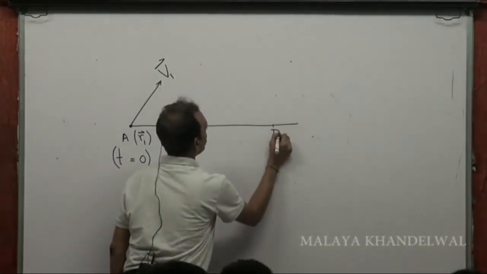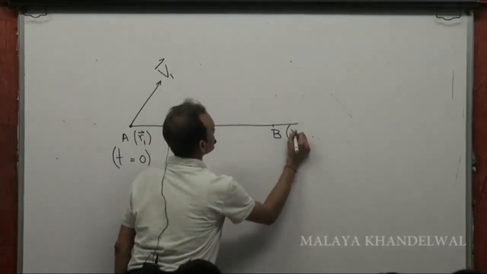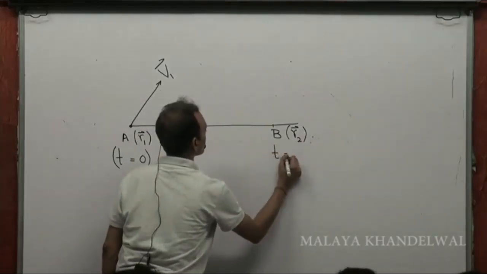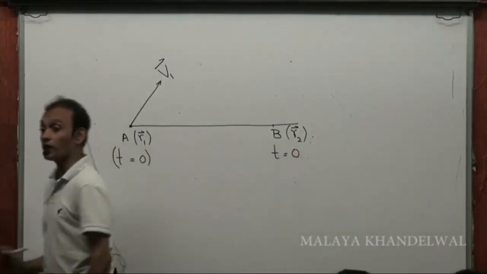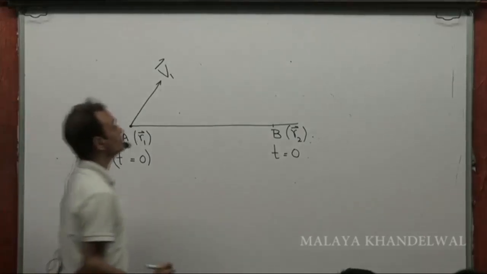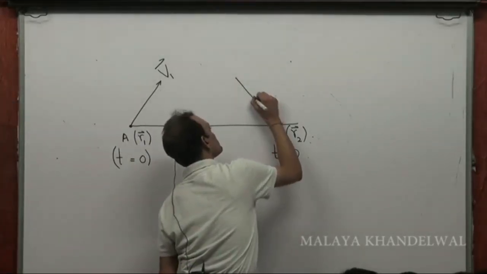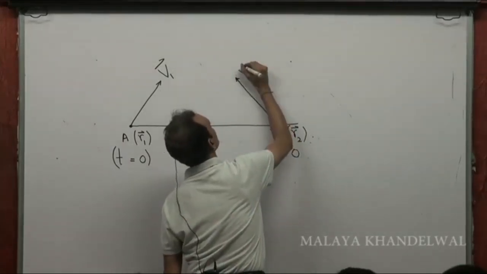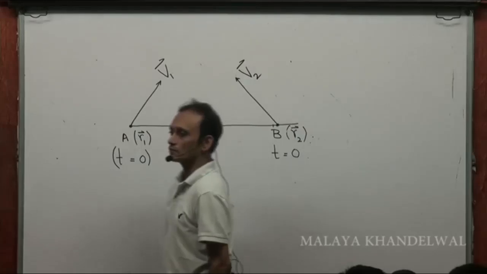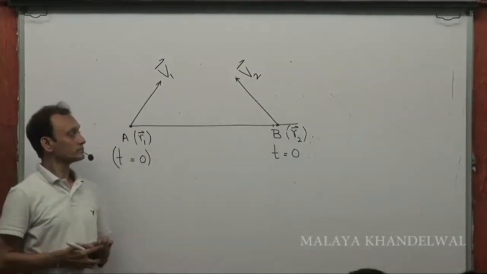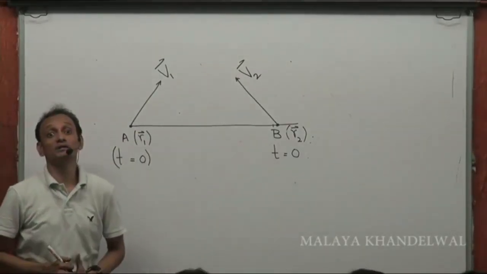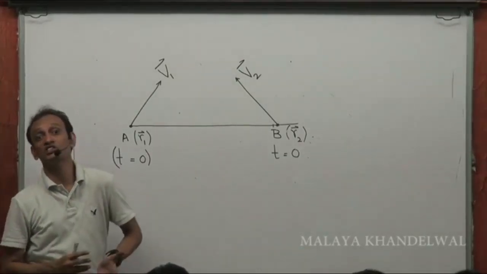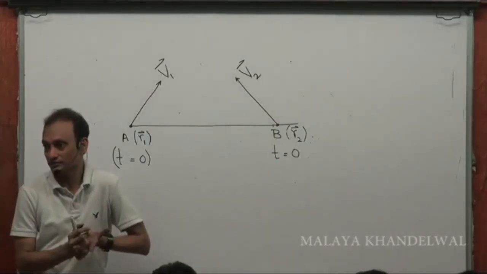There is a particle B which at time t equal to 0 has position vector r2. R1 and R2 are known. And let's say the velocity of B is V2 like this. I want to know if the two particles will collide or not. Assuming they move with constant velocities, I want to know if particles A and B ever collide, right?